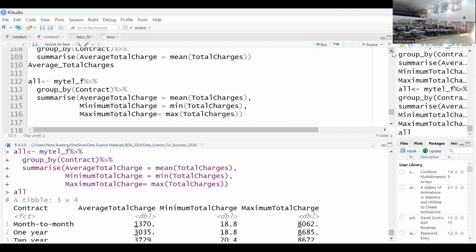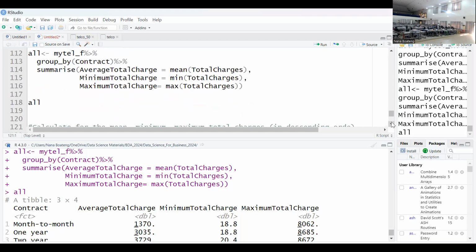Any question? Nana, please, I'm having an error running. Please scroll down a bit. Is it okay? Any other question? Nana, please, I'm having an error. You're having an error. Yes, please.